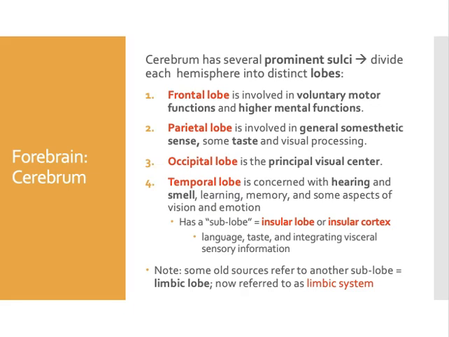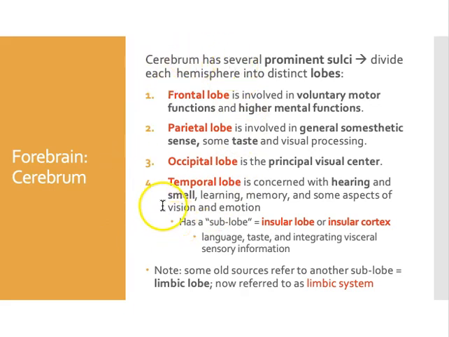The occipital lobe is generally thought of as a visual center, and the temporal lobe is associated with hearing and smell, as well as learning and memory, and some aspects of vision and emotion. We're going to talk at more depth about the function of each lobe in just a few minutes.